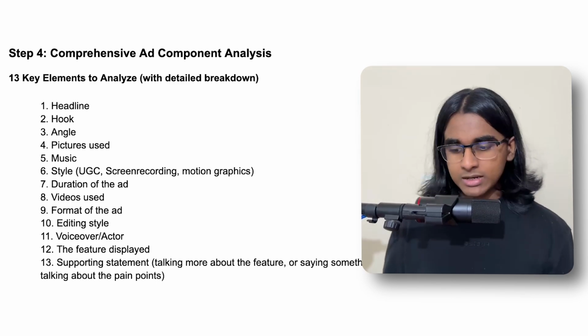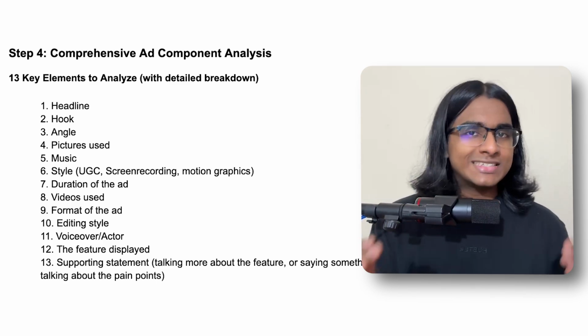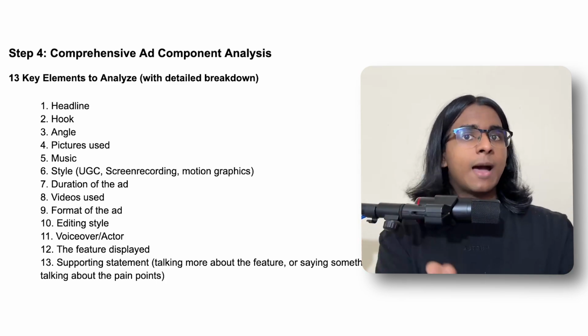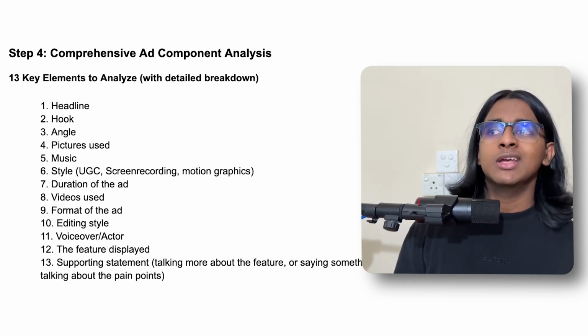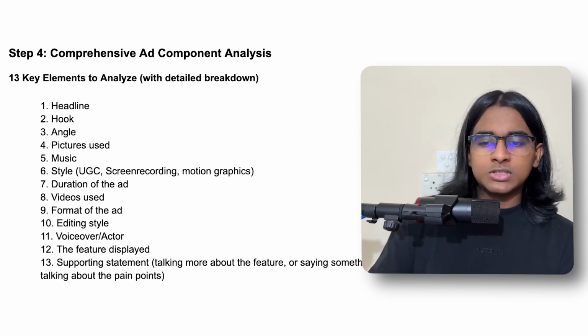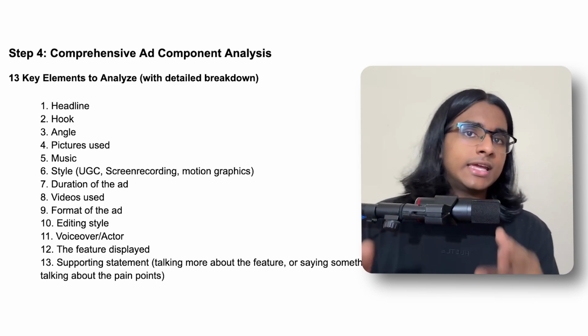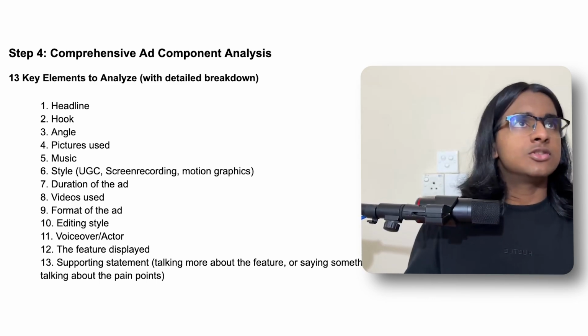And by feature, what I mean is, if you have an app that can do several things at once, we need to look at what exact feature was highlighted in the app, right? For example, if you have an app that can do multiple things, maybe it can edit a video, it can help you create AI stuff, then we need to look at what was the feature that was highlighted in this specific ad.